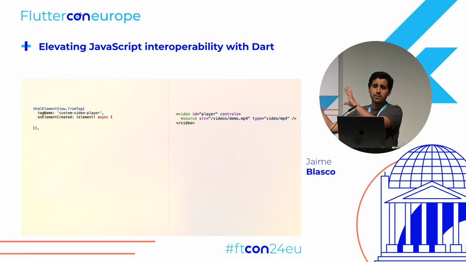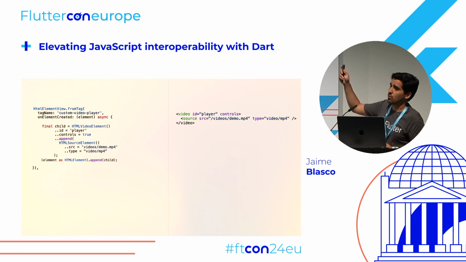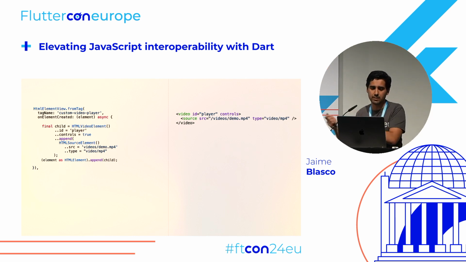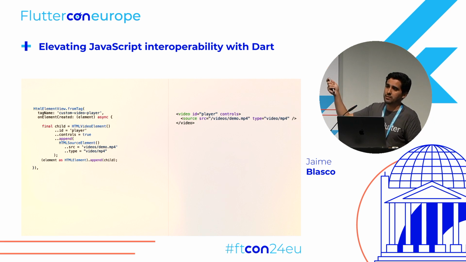So now that we have our own element here, we are going to add a video inside. We are going to create a child, all of this from the package web. So we are going to have an HTML video element that is a JS object, and then we set the ID, we set the controls, we append the source, and then we'll have to add this element inside our HTML view that we already created.